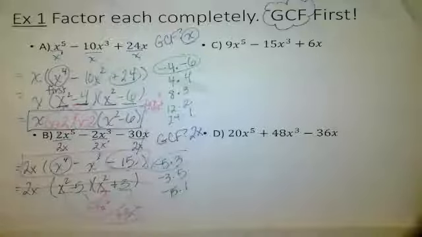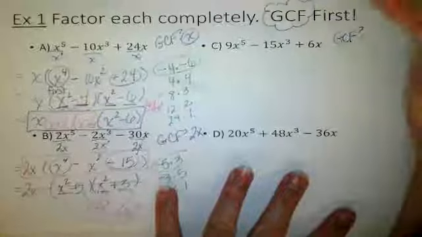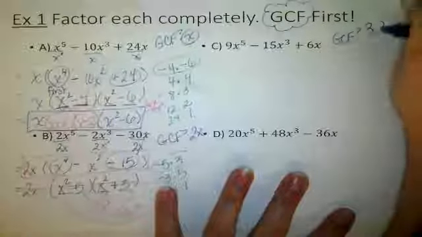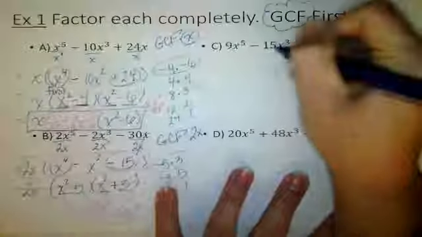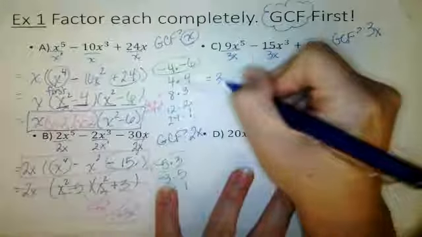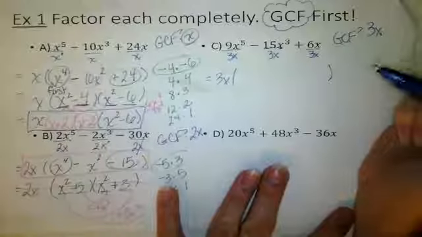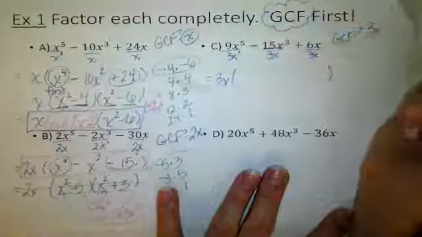All right, letter C, we've got 9x to the 5th minus 15x cubed plus 6x. What is the GCF? 3x. Very good. Take out a 3x. Divide out a 3x from every single term. What are the leftovers?